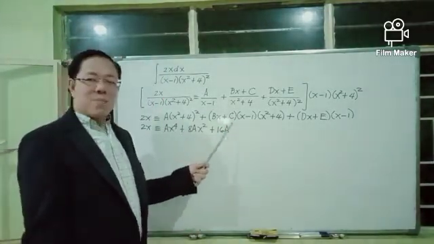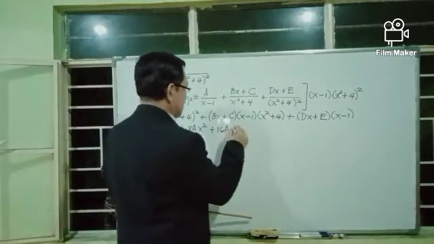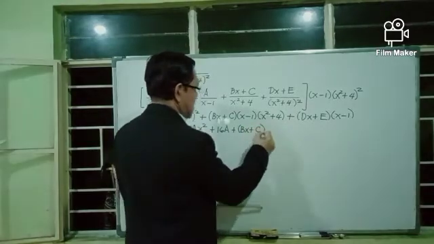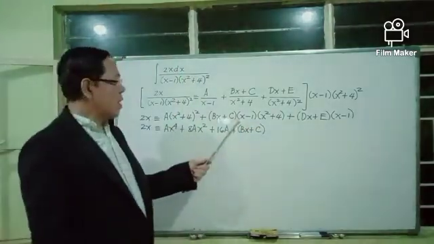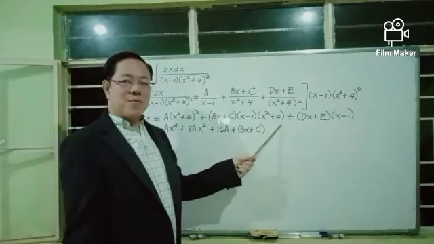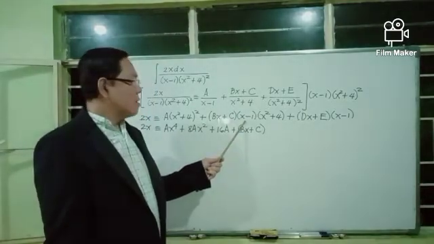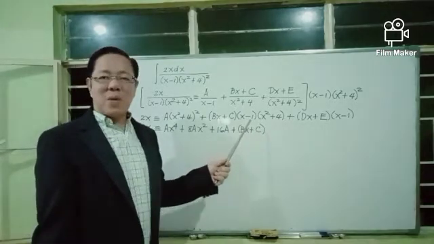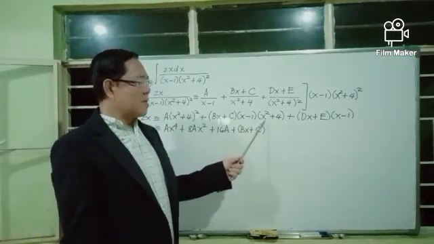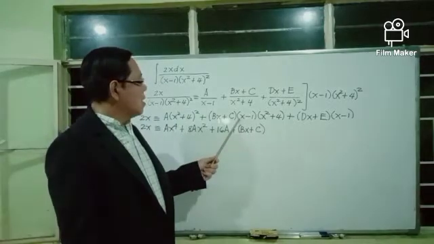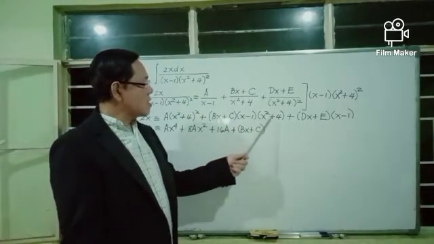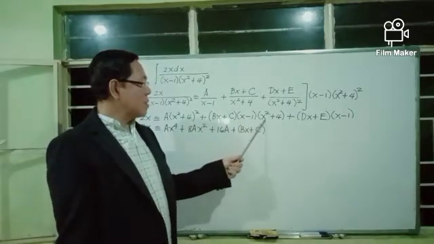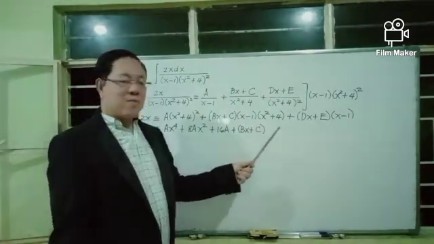Plus quantity Bx plus C. We first multiply x minus 1 and x squared plus 4. We distribute x, the distributive property of multiplication from the left. x times x squared is x cubed, plus x multiplied by 4 is 4x. Distribute minus 1: minus x squared minus 4.